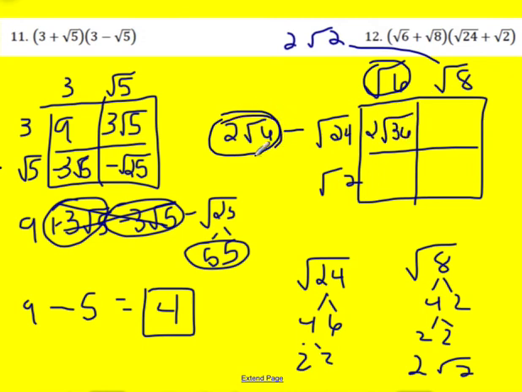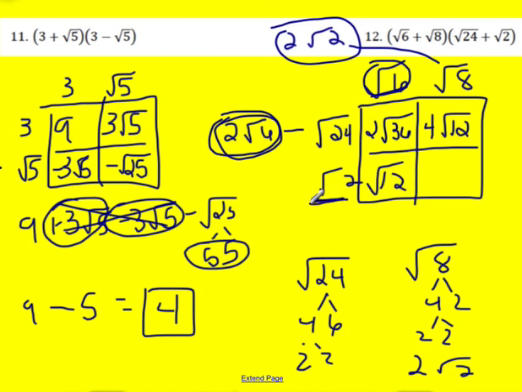Then I'm going to take 2 square root of 6 times 2 square root of 2. Well, 2 times 2 is 4 for the outside. And then underneath the radical is 6 times 2, which is 12. Then I'm going to take 2 times the square root of 2 times the square root of 6, which is going to give me the square root of 12. Then I'm going to take square root of 2 times the square root of 2. So I get 2 times the square root of 4.